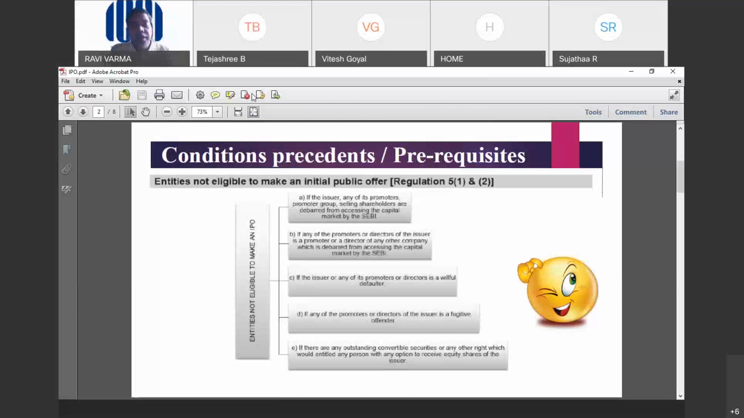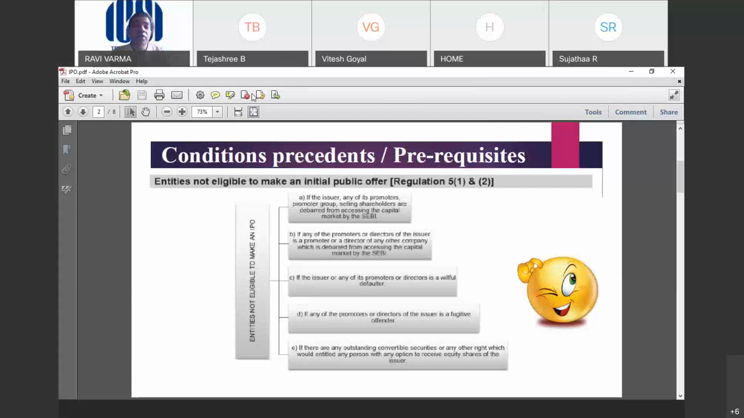Second, say, for example, I am a director or a promoter, and I am not barred. But I am a director in another company, which is barred. The best way is that then they resign from the directorship of that company. But if you're continuing, that is why the directorship role is important. If you're continuing on those companies which are debarred from accessing the market, you can't come out with the IPO.